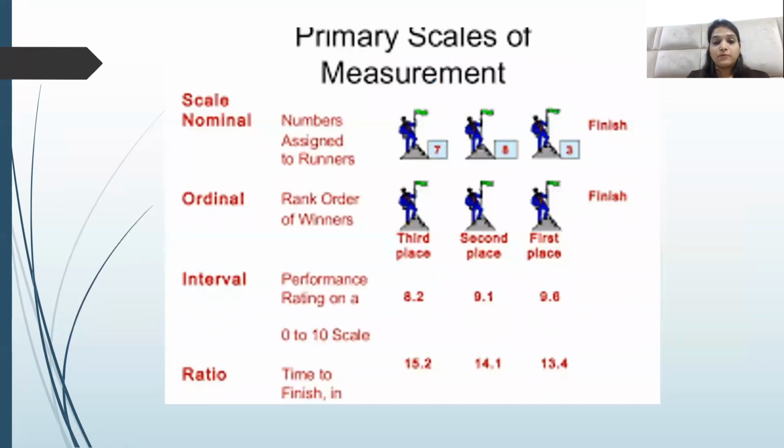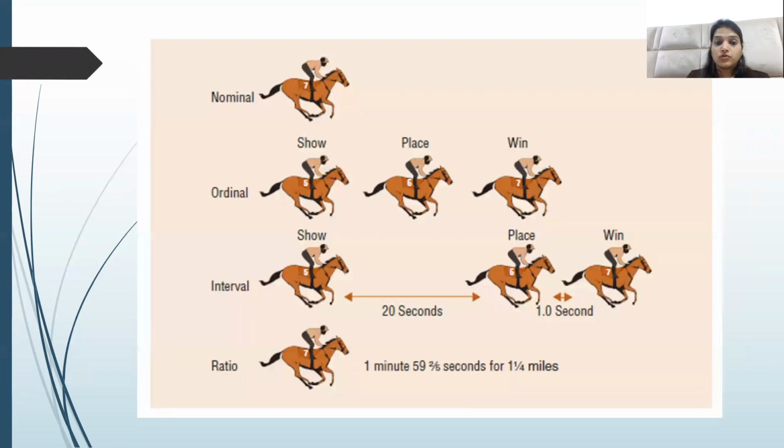Let's take one more example. Suppose I have three climbers. I have simply labeled them 7, 8, and 3. So this is my nominal scale. When I rank them, like 3 came first, 8 came second, and 7 came at the third place. This is my ordinal scale. When I am ranking performance rating on a scale 0 to 10, I'm talking about interval scale. And when I'm talking about time to finish, I'm talking about the ratio scale.